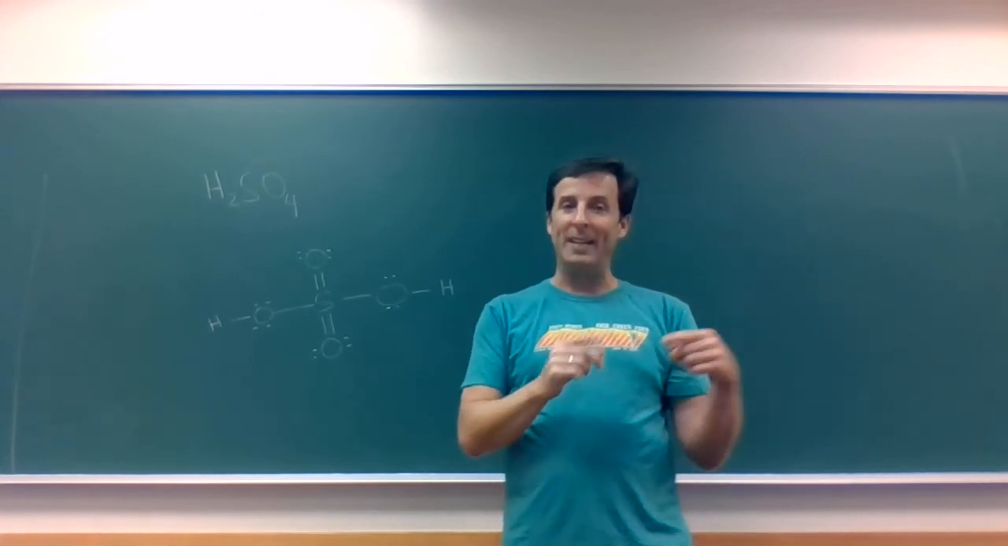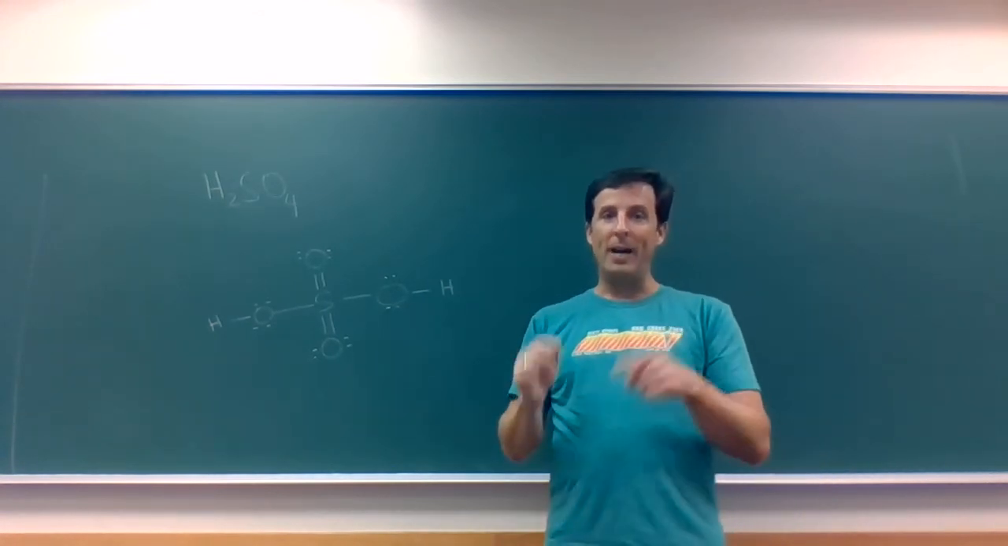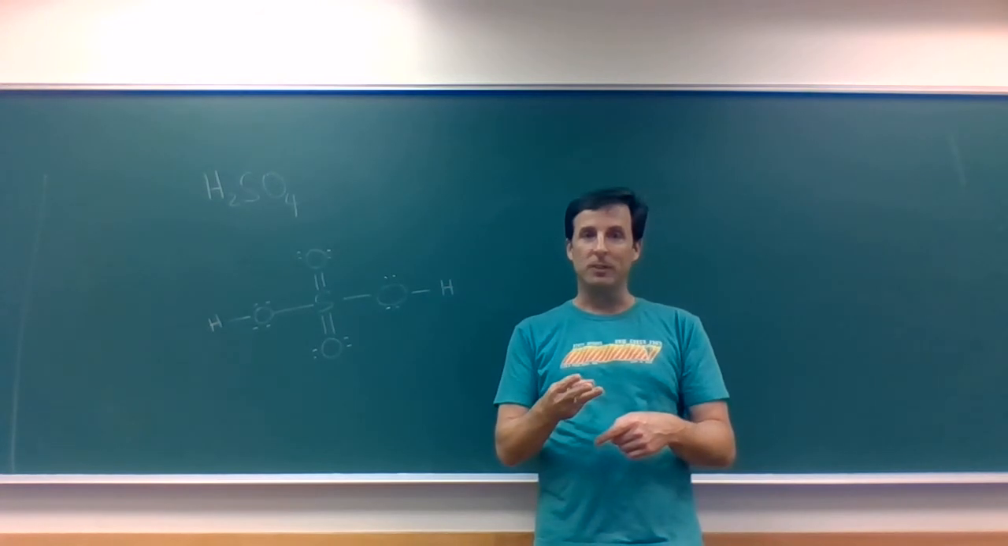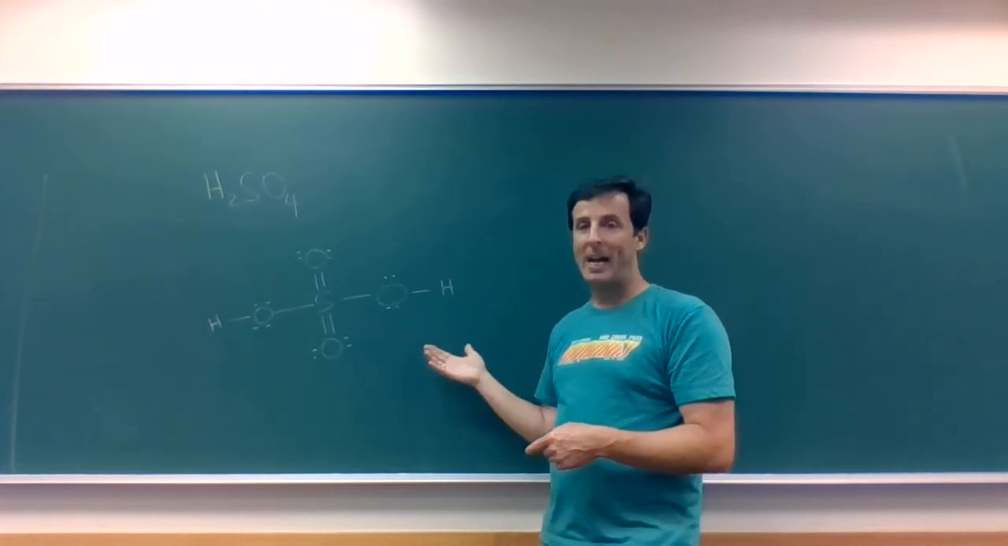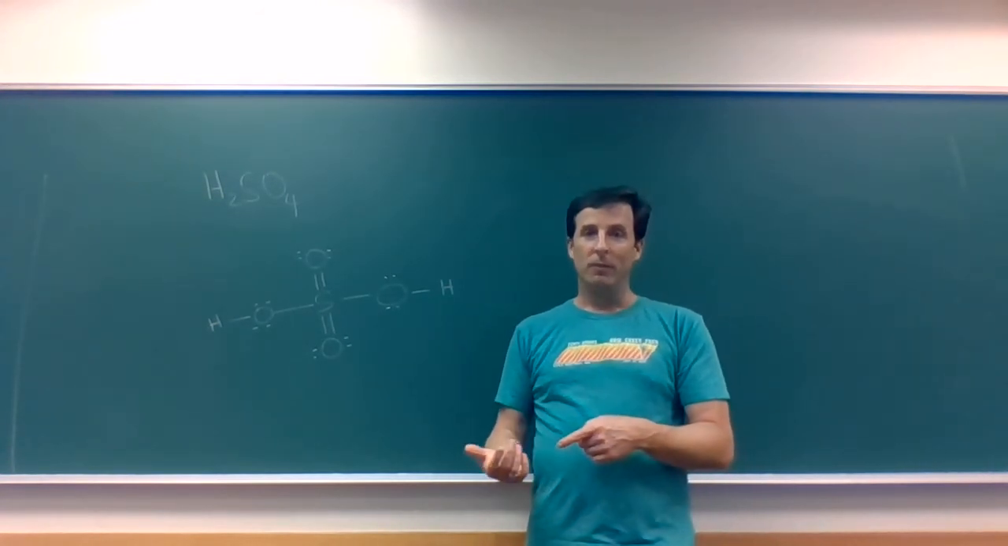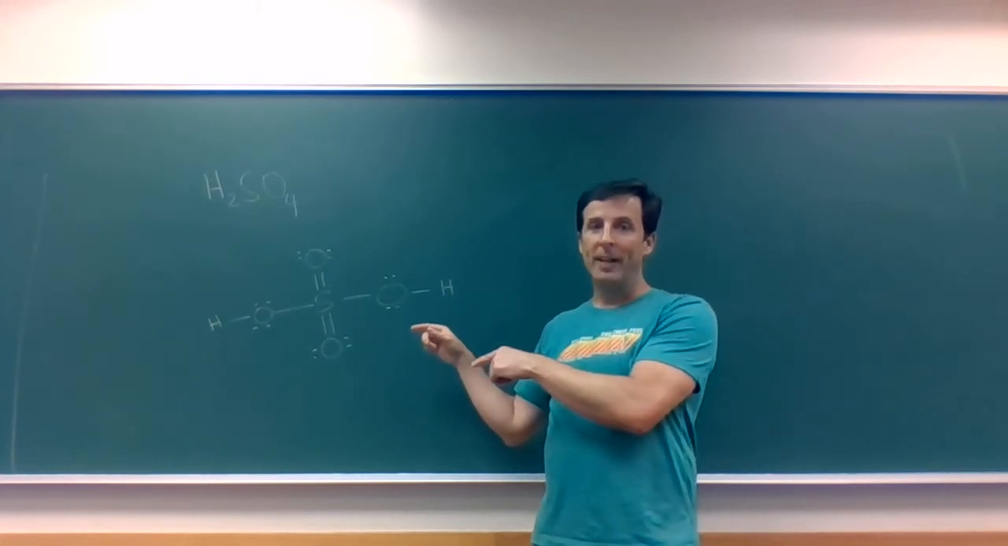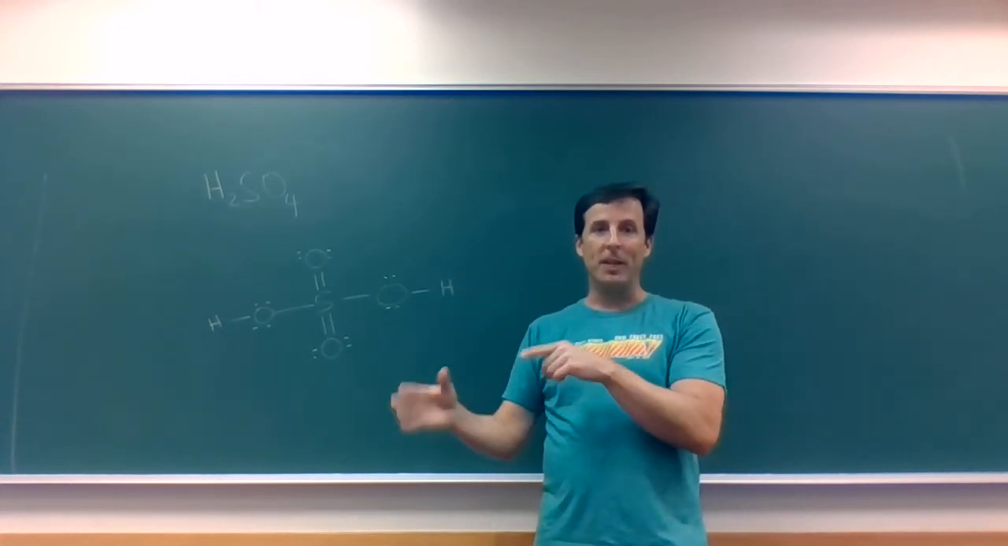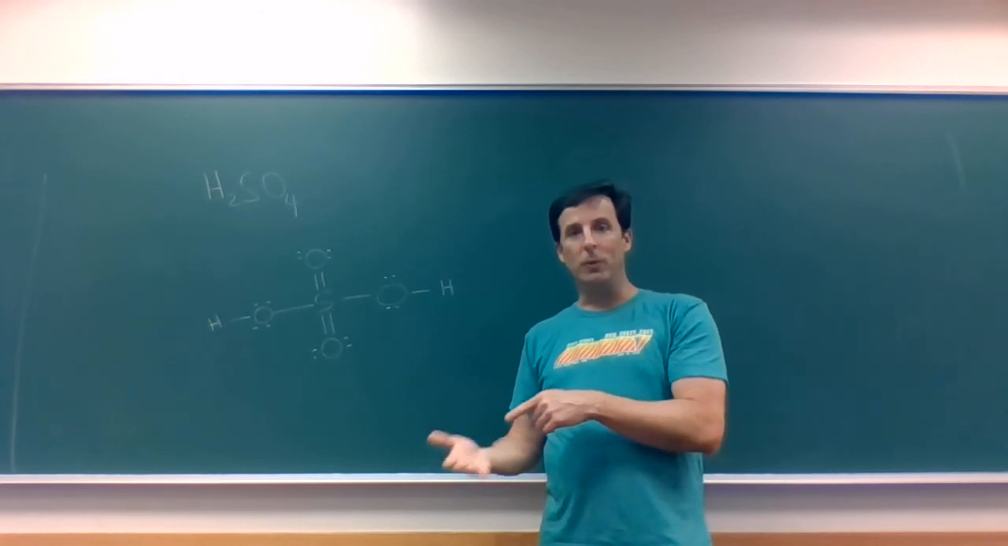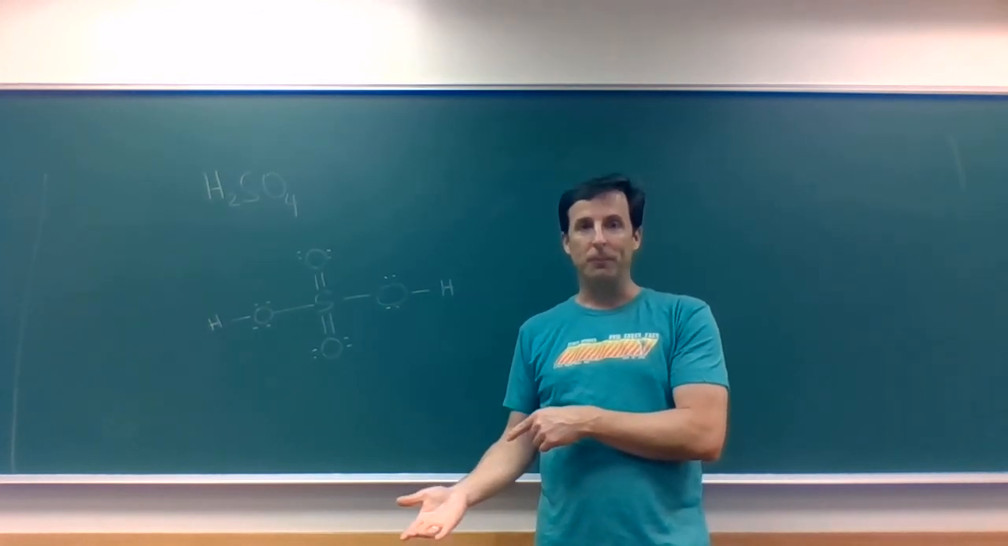With sulfate, we had 6 structures. With hydrogen sulfate, we had 3 structures. And finally, with sulfuric acid, there's just 1. The more hydrogens you put on there, it kind of messes up all the permutations that you can draw. So we get fewer and fewer structures as we go.